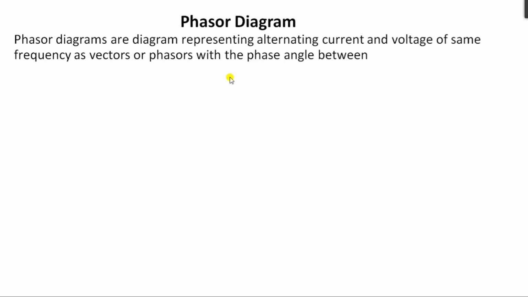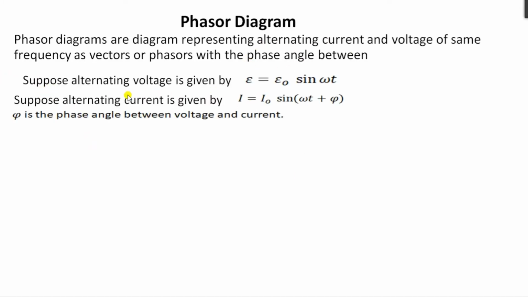A phasor diagram is a diagram in which we represent current and voltage as vectors with some angle between them. So suppose the voltage is given by E = E0 sin ωt, and suppose the current is I = I0 sin(ωt + φ). So this φ is the phase angle between them. I'll show you an example.